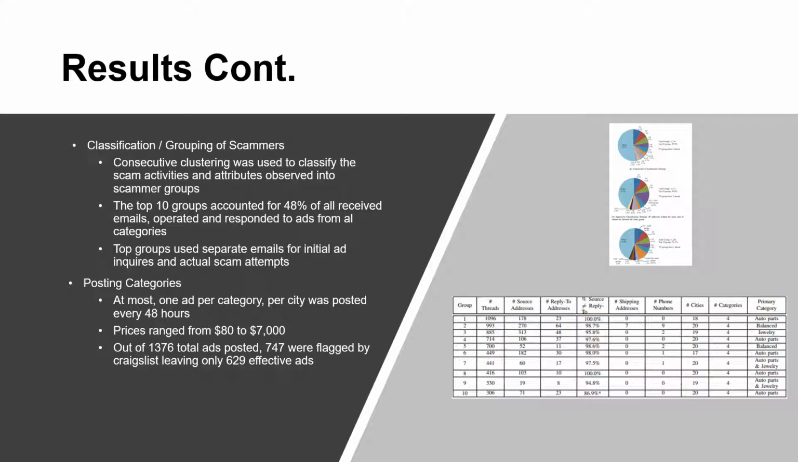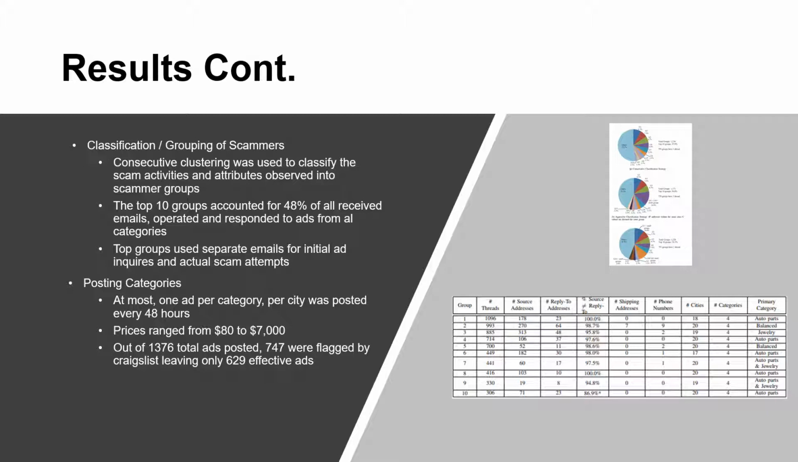Each fake ad was posted in one of the categories of either cell phone, computer, jewelry, or auto parts. At most, one ad per category per city was posted every 48 hours. This makes about 80 ads per 48 hours in total. The prices of the product used in these ads range from $80 to $7,000.